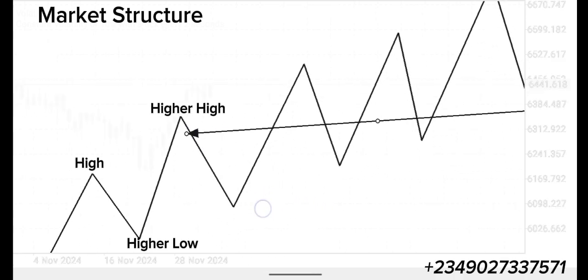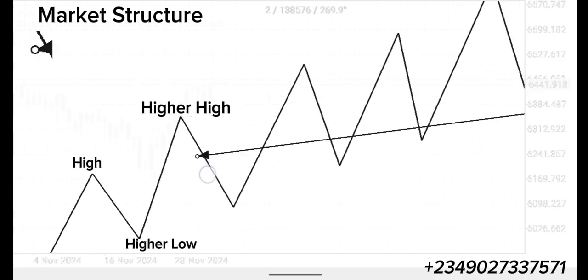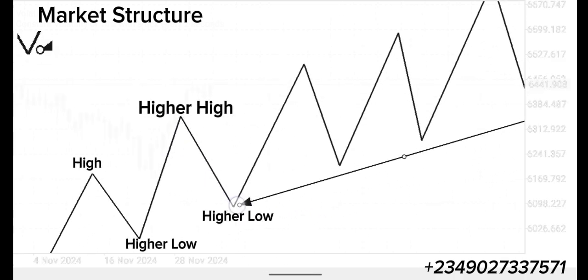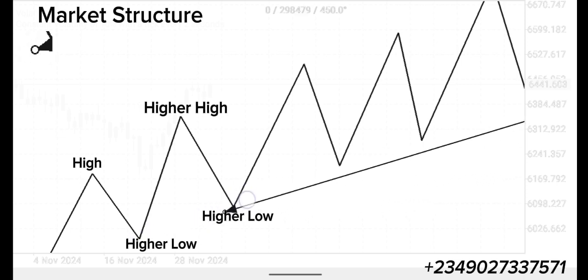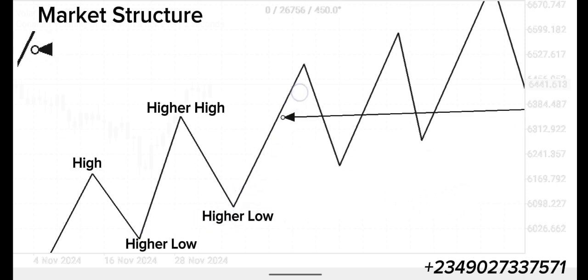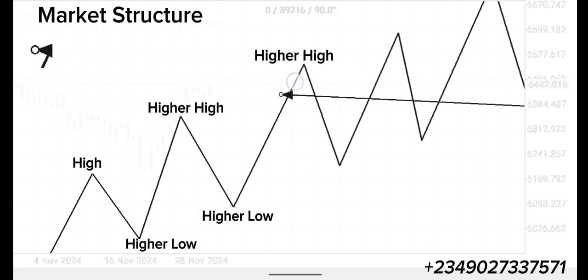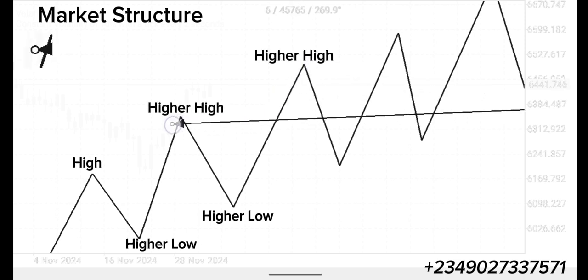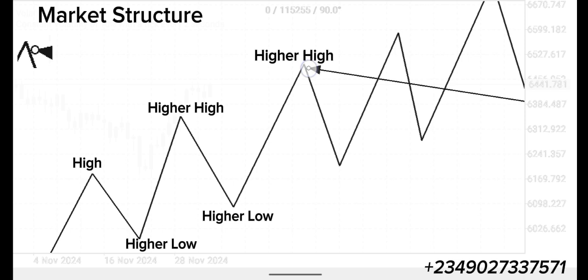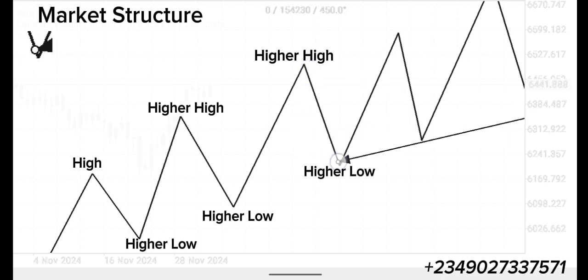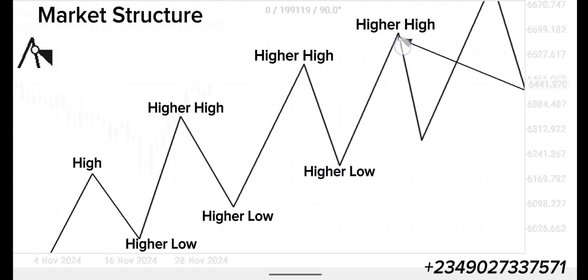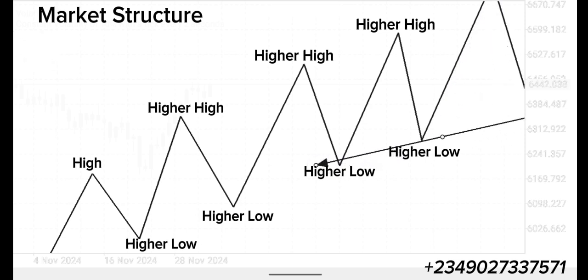So we have a higher high and another higher low. This low is higher than the previous low, that's why it is called a higher low, and another higher high. This high is higher than the previous high, that's why it is a higher high. Then we have a higher low, higher high, another higher low, and another higher high. So this is an example of an uptrend.